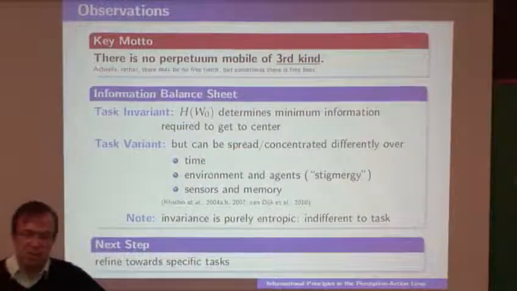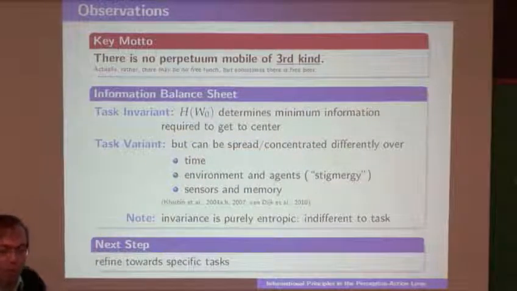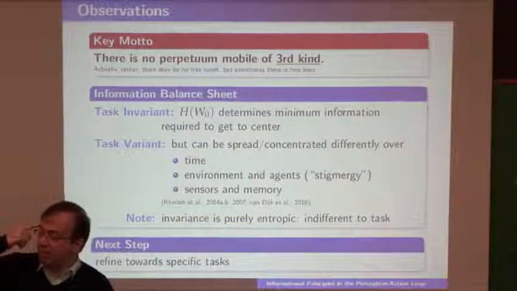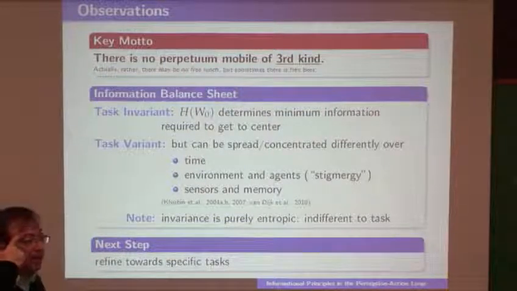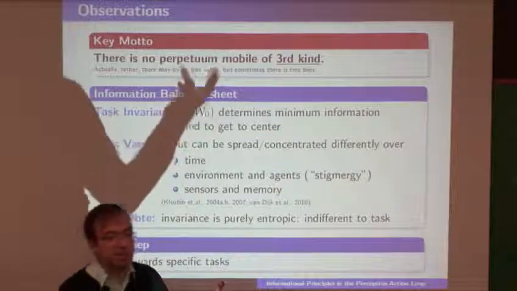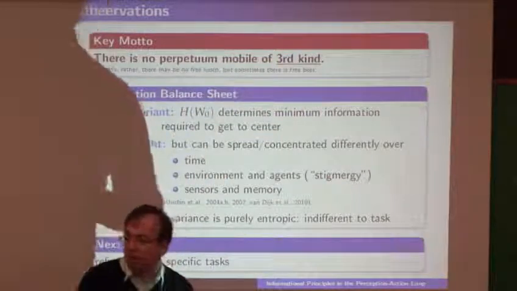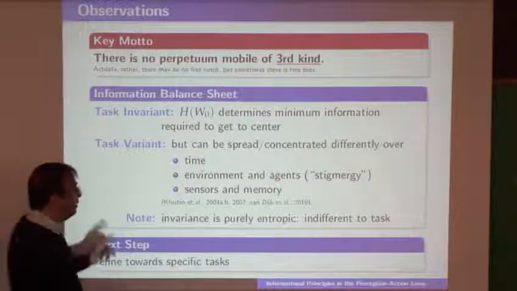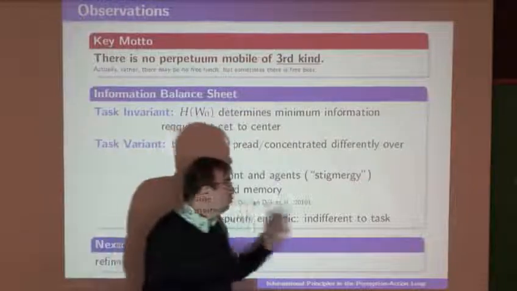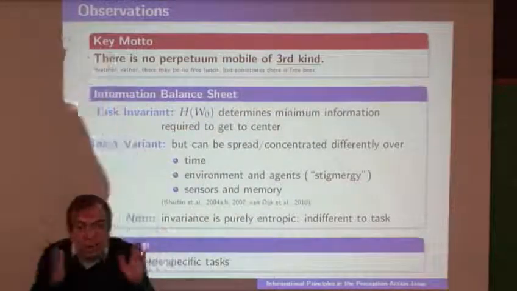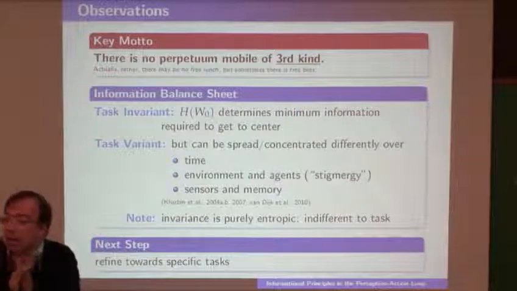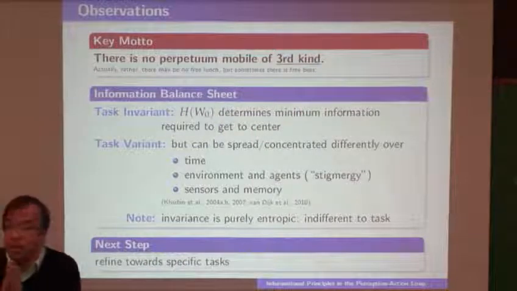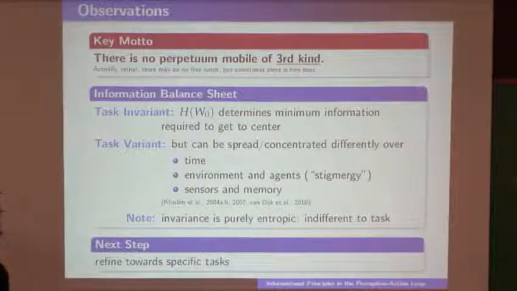What is more expensive? Is it more expensive to look up something on Google, on your mobile, or is it better to memorize it? If it's language, it's probably better if you memorize the words. But if it's some kind of obscure trivia fact, you probably can Google it. Okay, so this is a trade-off, what is cheaper to do. And the point is, the invariance is purely entropic. It doesn't matter what the task is, we are here only talking about squeezing out entropy. We have not yet said which states are important. I'll come to that in a second. So, the next step is to refine towards specific tasks.